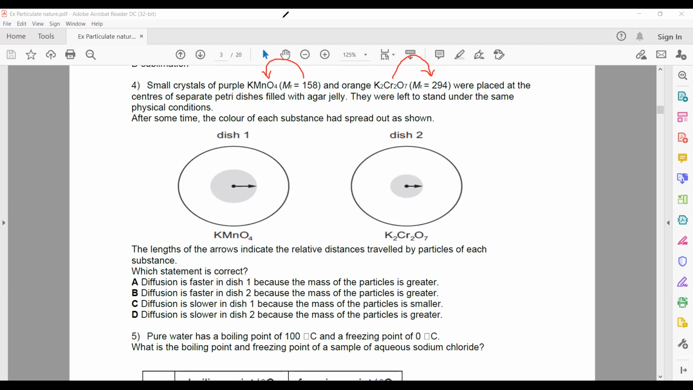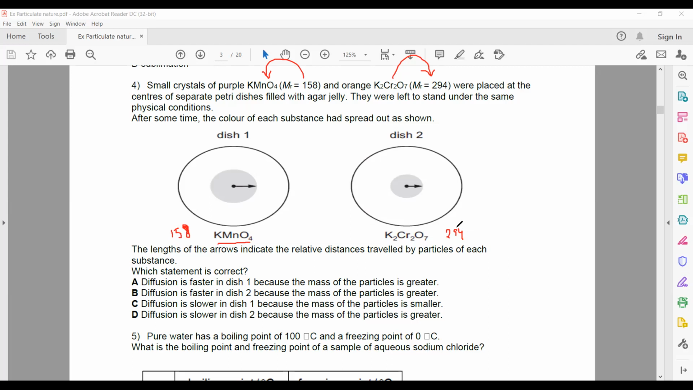So look, first when you work out, you can see KMnO4 moved to a greater distance. Why did it move to a greater distance? Because it is lighter, it has a mass of 158. K2Cr2O7 is heavy because its mass is 294. So we'll check the statements.